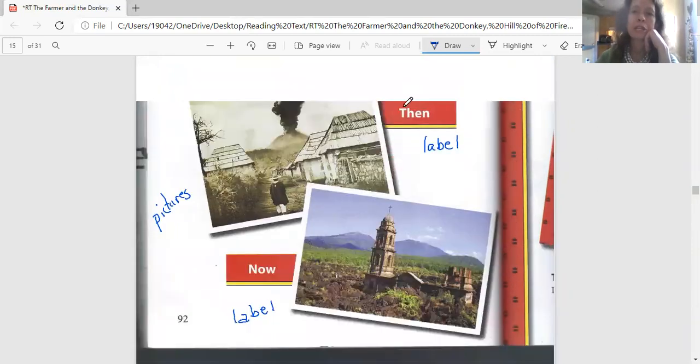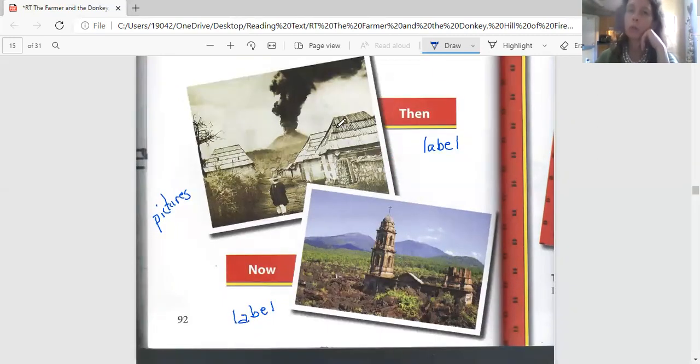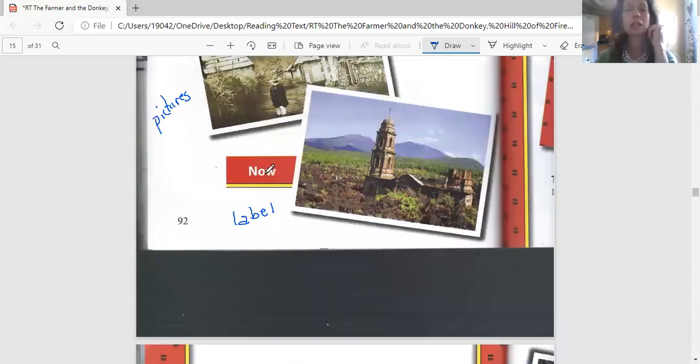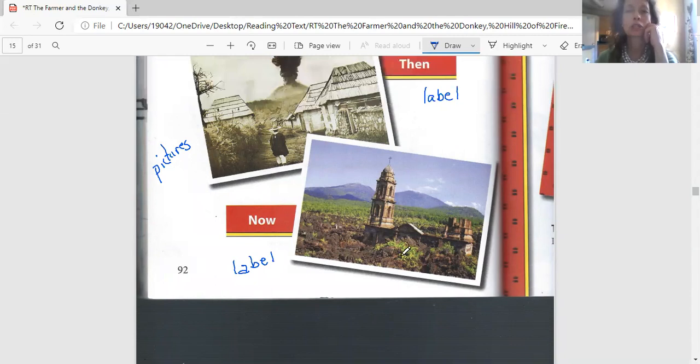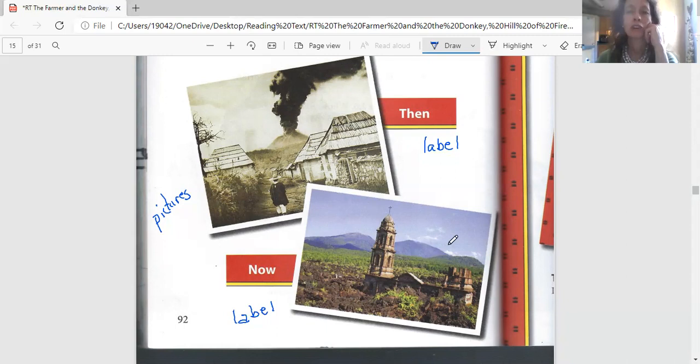And this label says then. This must have been when it happened. And then right here, this label says now. This is what it looks like today. The village looks a little bit different too, doesn't it? The ground looks different, and the volcano looks a little bit different. Looks like there's some more hills over on the side of it here.